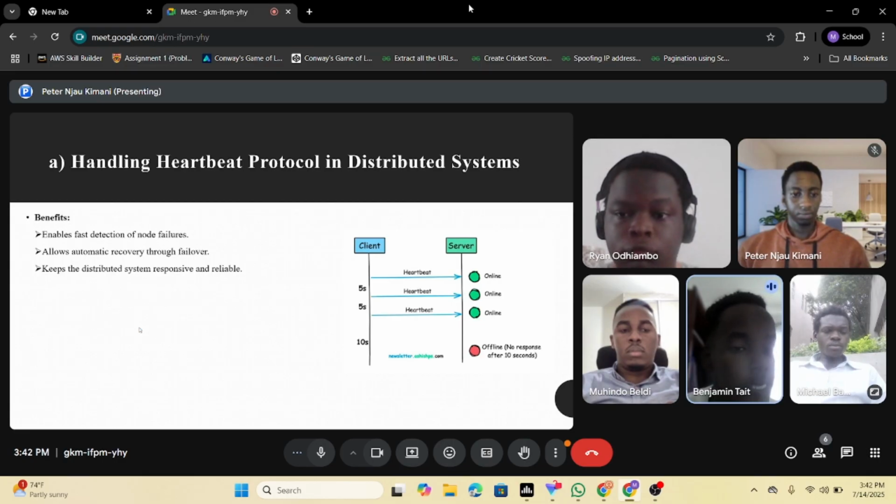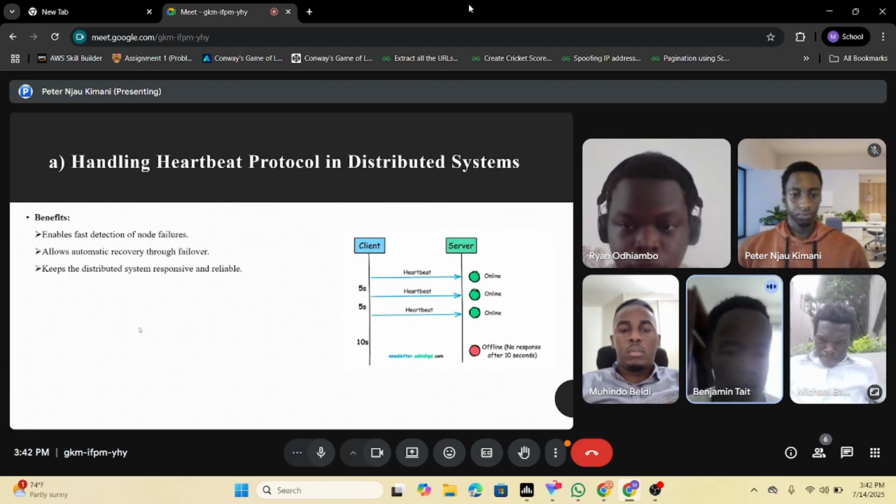Then number 3, it can keep the distributed system responsive and reliable. Through everything we've talked about right now, we have reliability and responsiveness, in the sense that our distributed system is very reliable, and there are no failed servers in our system.